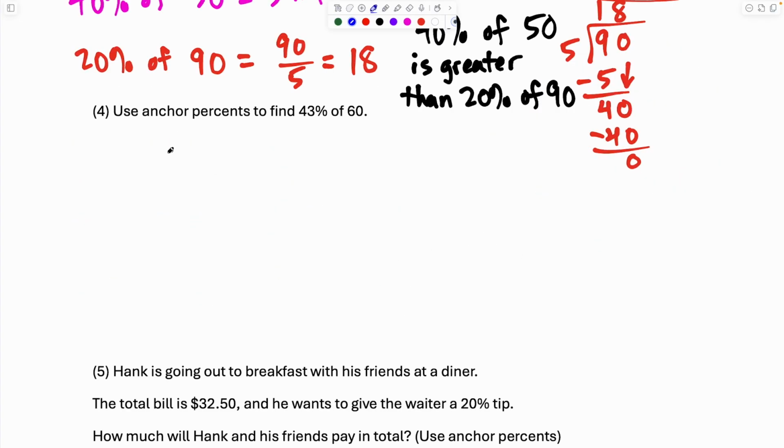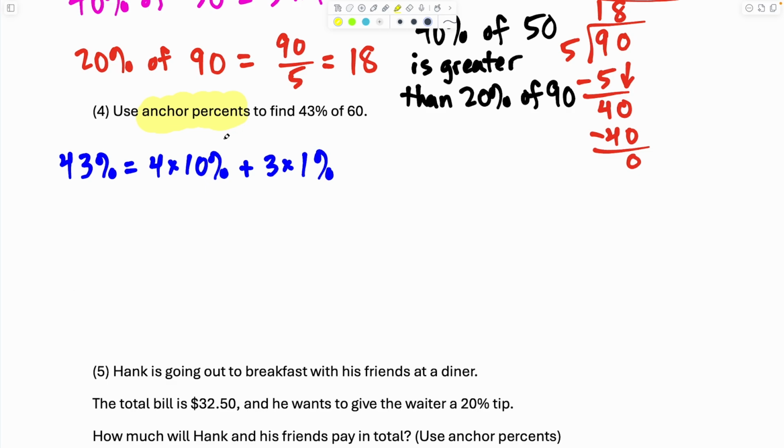Question 4, we're going to use anchor percents to find 43% of 60. So for this question, since we're using anchor percents, we want to think of 43% as 4 times 10%, and then we could say plus 3 times 1%. We're going to use these two anchor percents, 10% and 1%, and we're going to build up to 43%. And our ultimate goal is to find 43% of 60. So this number here, the 60, is what we're targeting.